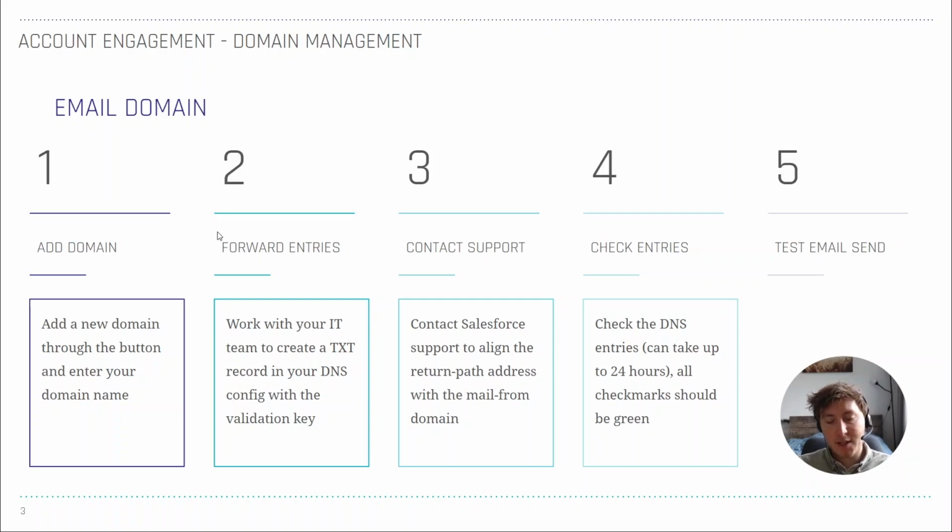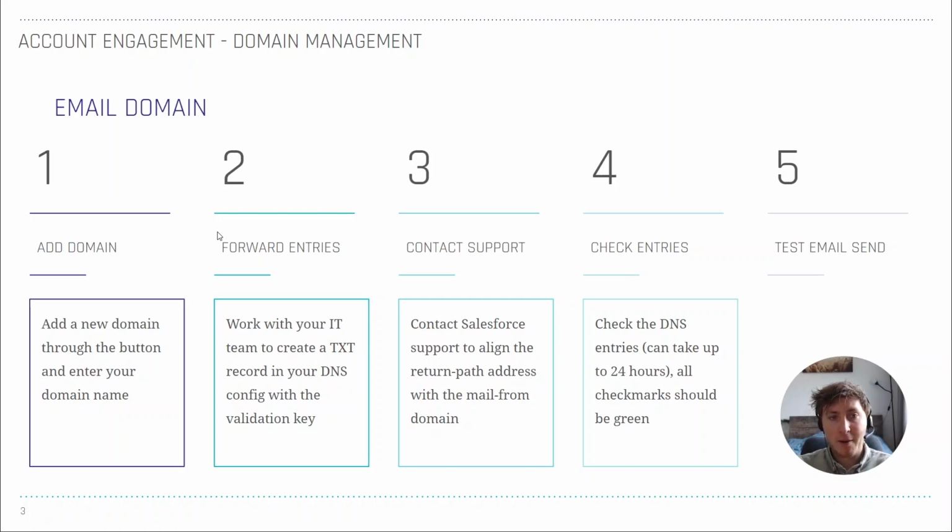This will open a ticket with Salesforce, telling them you would like to align your return path with your mail from path, and then you tell them for which domain this is. And then they will take some time with their internal IT team, but provide you with SPF records you can then give to your IT team again to insert into your configurations.